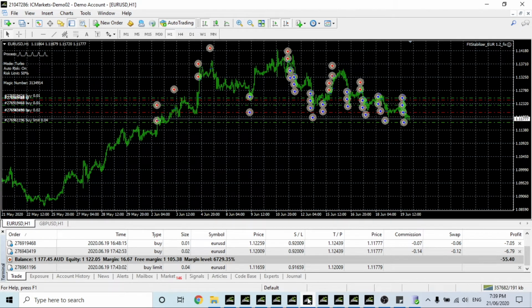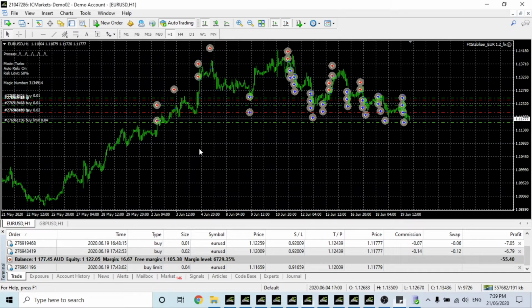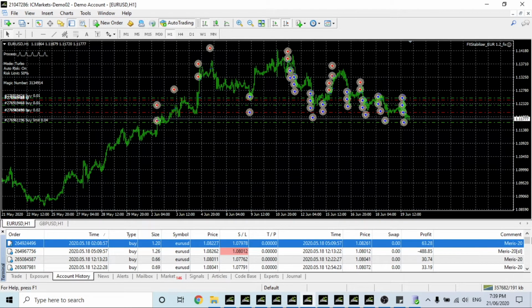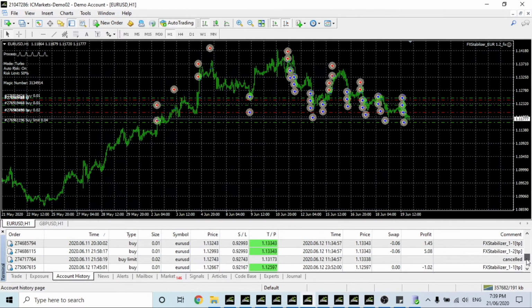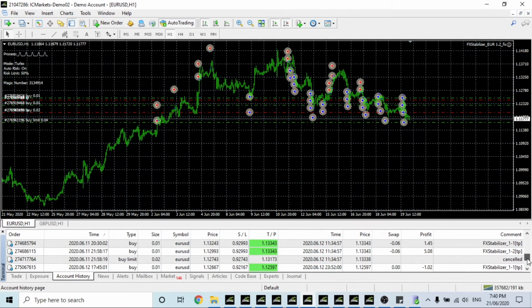FX Stabilizer was one that was recommended to me. All I did was change this to the turbo settings and everything is default. This is how we are. We're at negative $55 in drawdown at the moment, and this is the weird one, right? It's got stabilizer in there.